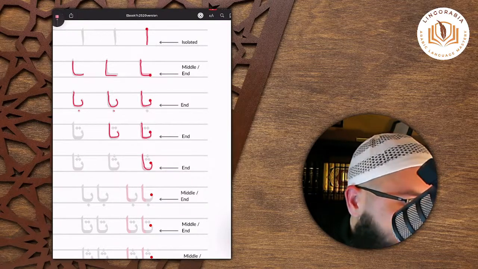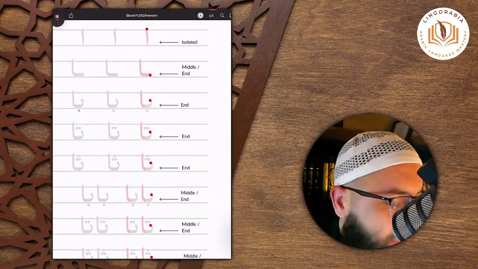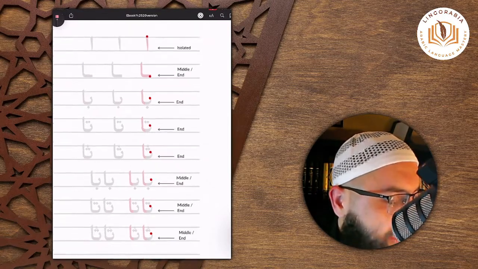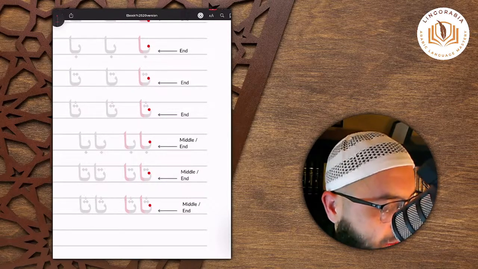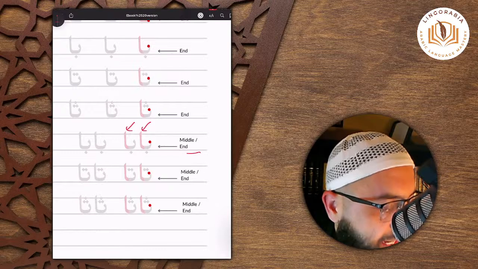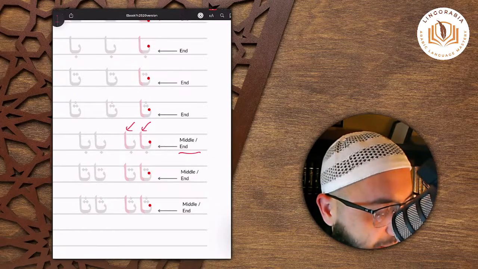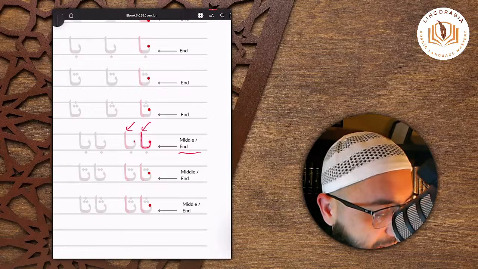Okay? So this is what you have to take into consideration when you write. We see here the alif in the middle and at the end. You see? Middle and end. So you write the ba and then you got the alif. And then again you got the ba and the alif.